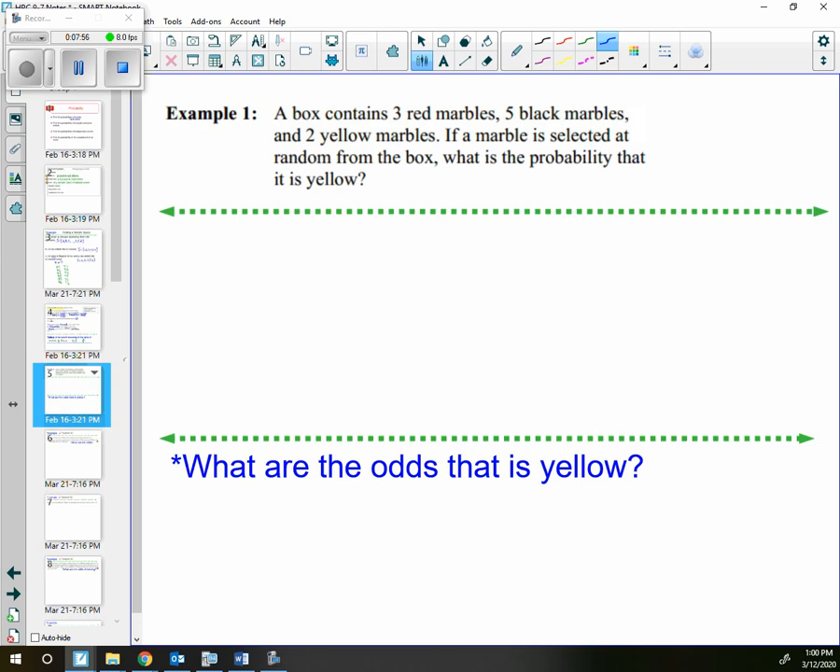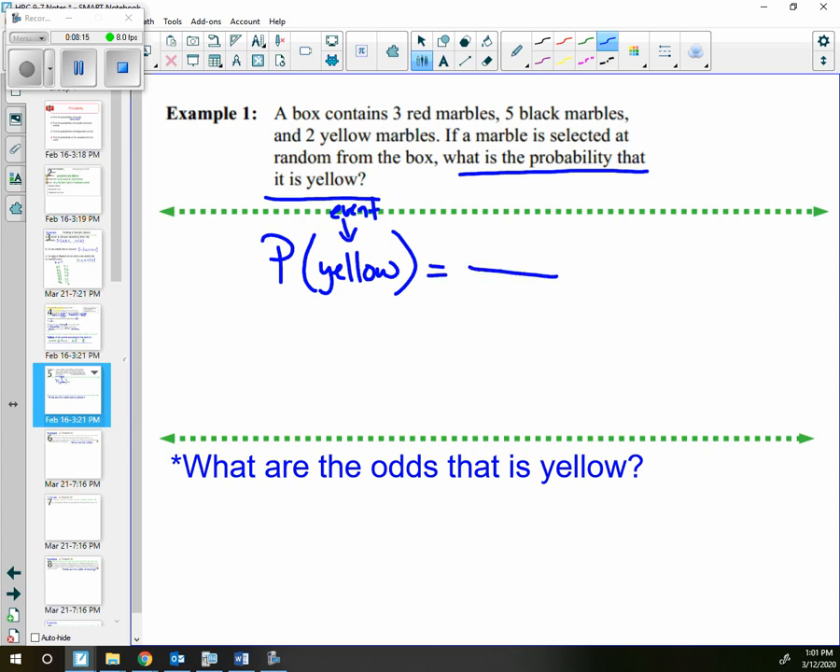If a marble is selected at random from the box, what is the probability that that is yellow? All right, so what we're looking for is the likelihood, the probability, that you draw a yellow marble out of the bag. The way I would write this, P for probability, and I would say yellow. This is the event, what we're looking at having happen. How likely is that event to occur? Well, we have to look at the number of ways we would draw a yellow out of the total number of outcomes in that bag.